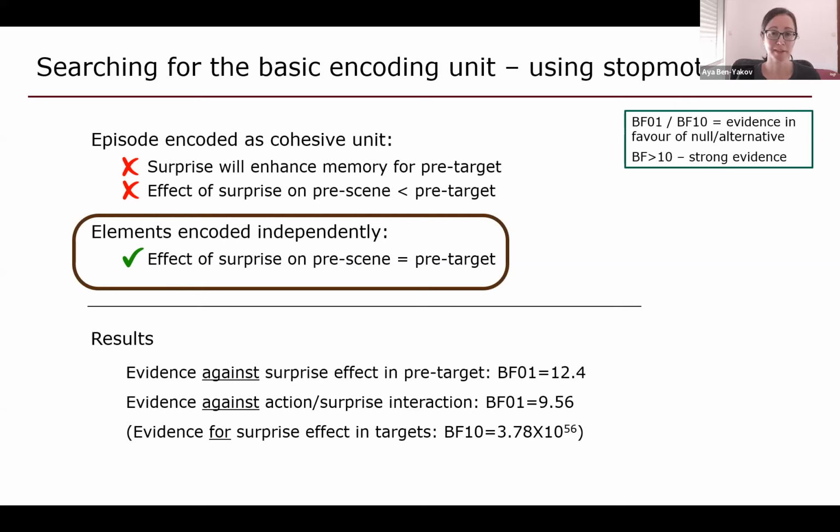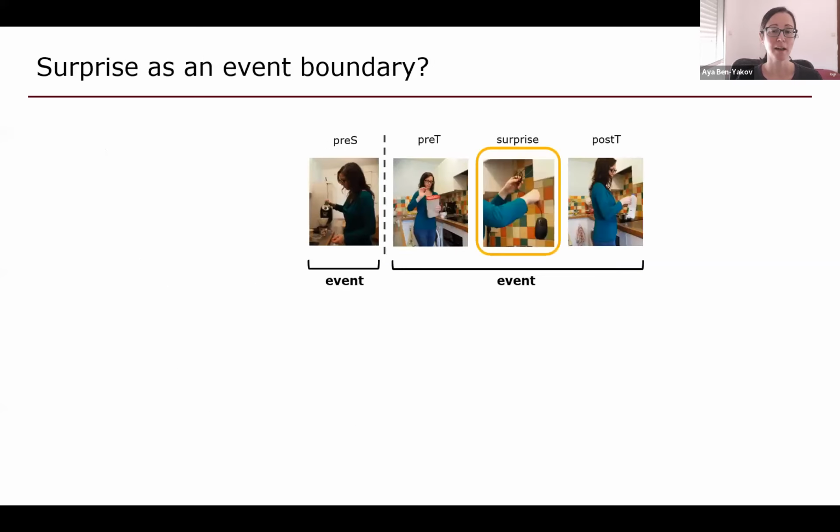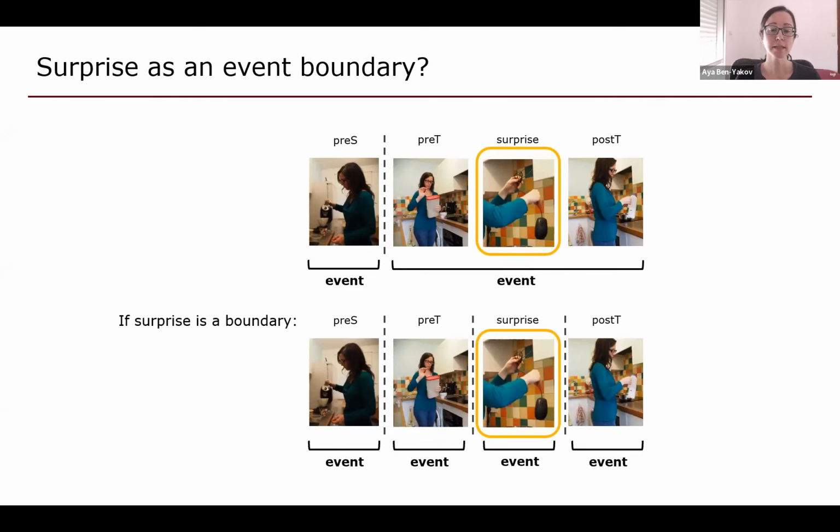But then, because this didn't match our hypothesis, we thought of another interpretation for what we found. And that is that surprise may act as an event boundary. The current interpretation is that we have this event, but the effect of surprise is limited to the element itself. Another possibility is that surprise itself acts as a boundary, segmenting our event. So now the pre-target and post-target actions are no longer part of the same event as surprise. And we ran some exploratory analysis to test this, which I'll describe briefly.